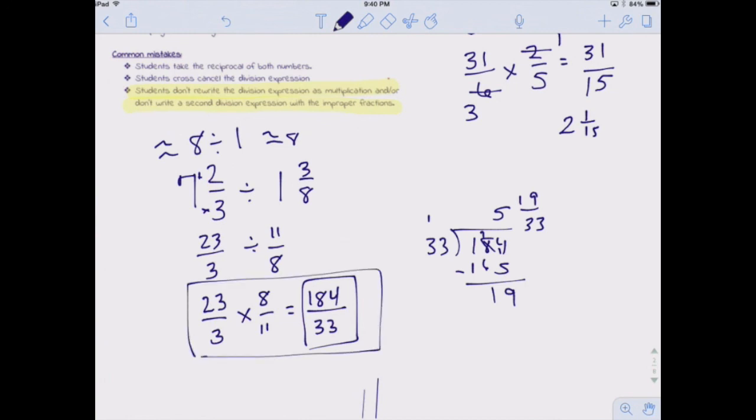Change mixed numbers to improper fractions. Keep it as a division expression. Then, once you have that division expression, that's when you rewrite it as multiplication, taking the reciprocal of that second number. All right, so that's the explanation on how to multiply mixed numbers.